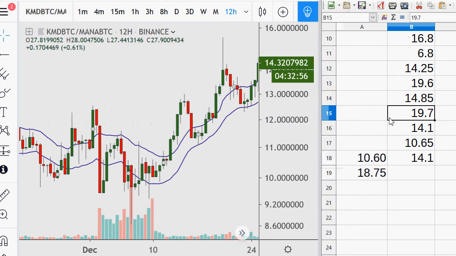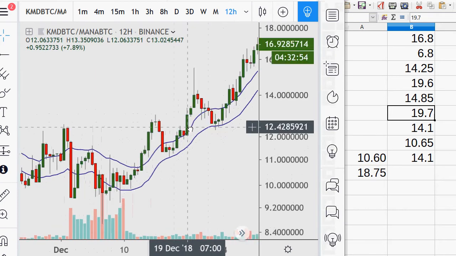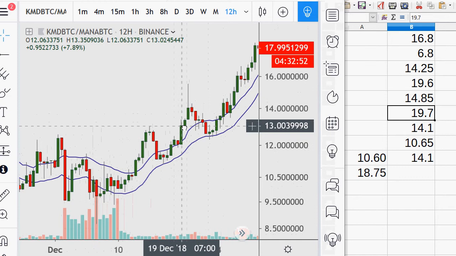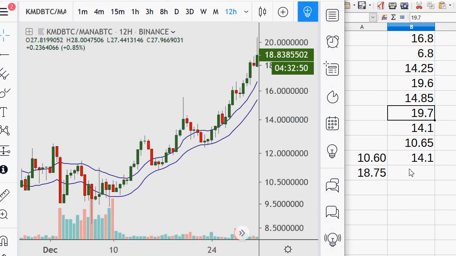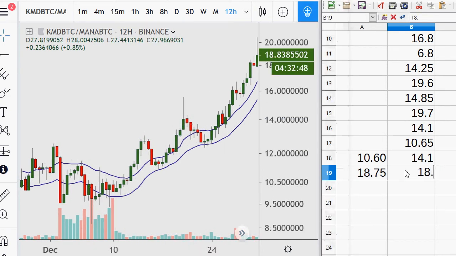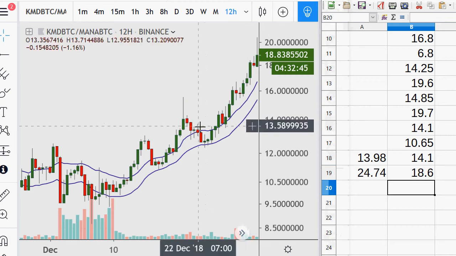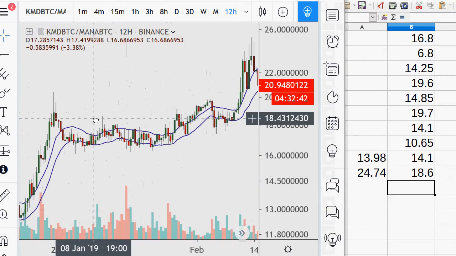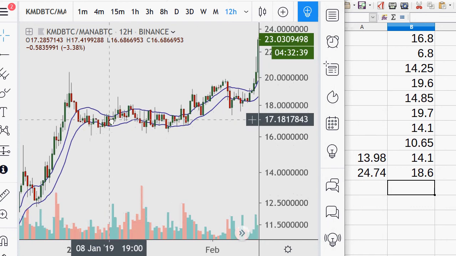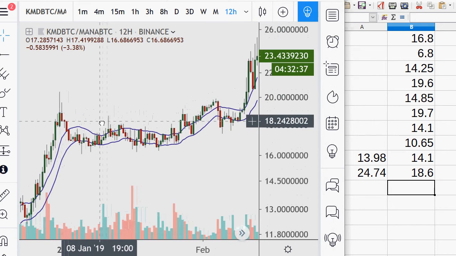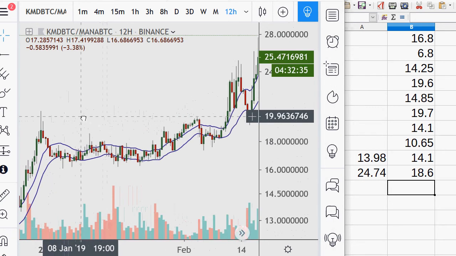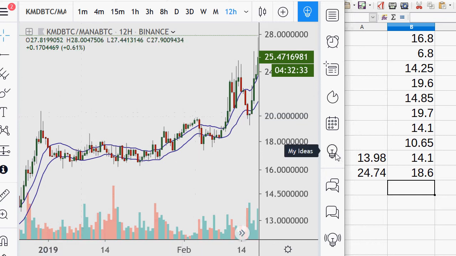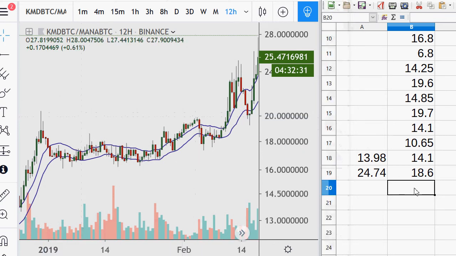Okay, so we're looking for 1060 or 1875 next. There's the 1875 area. 1888, so we'll go 18.6. So 14 or 25. Well, looks like 25 is the number. And 25.47 would be the point we would go sell, so we'll go 25 and a quarter.